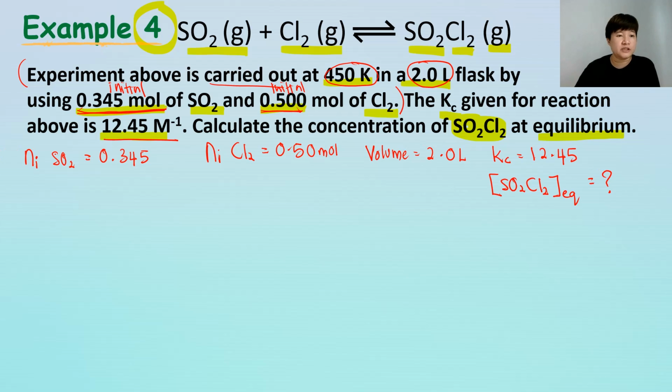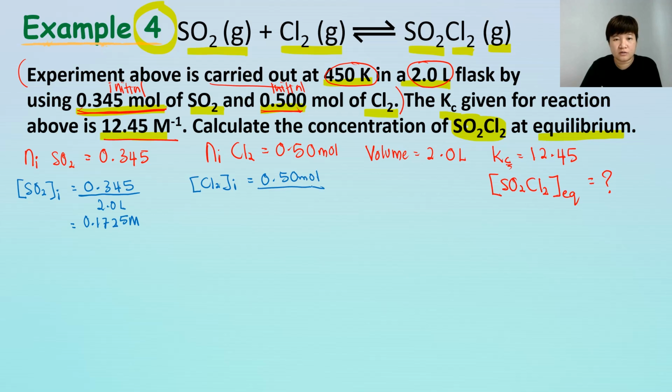Okay? So what do we do when you have the number of mole and the volume? The question gives you Kc, so obviously you need concentration. To change the number of mole initial to concentration initial, you take the number of mole and divide by the volume. 0.345 divided by 2.0 liter, and the concentration of SO2 initial calculated is 0.1725 molar. And over here, the concentration of Cl2 initial will be 0.5 mole over 2 liter flask, so it will be 0.25 molar.